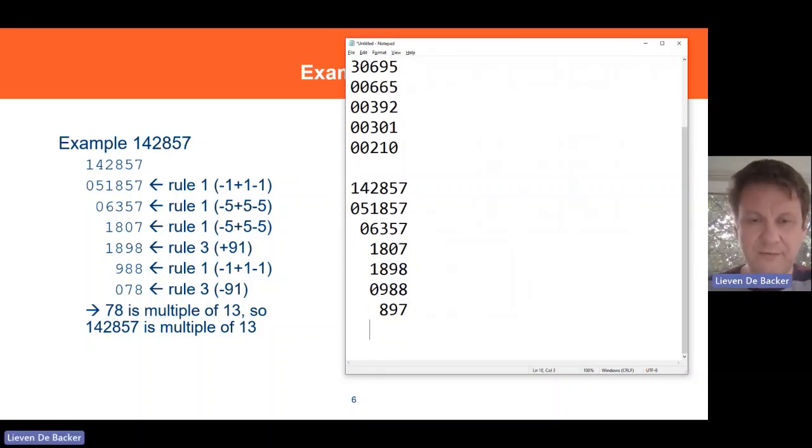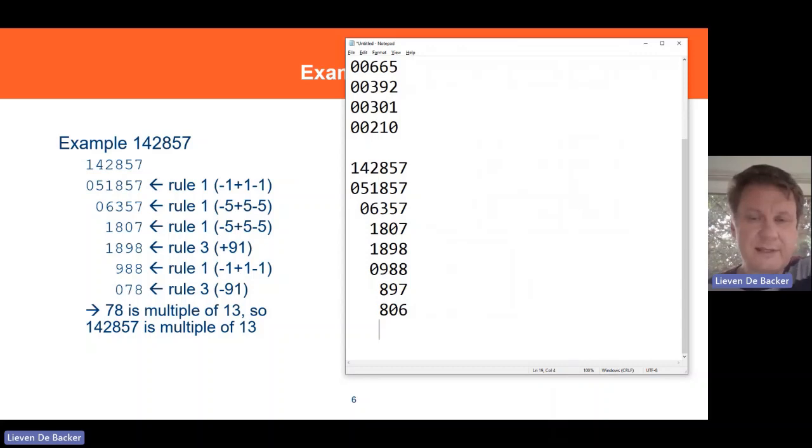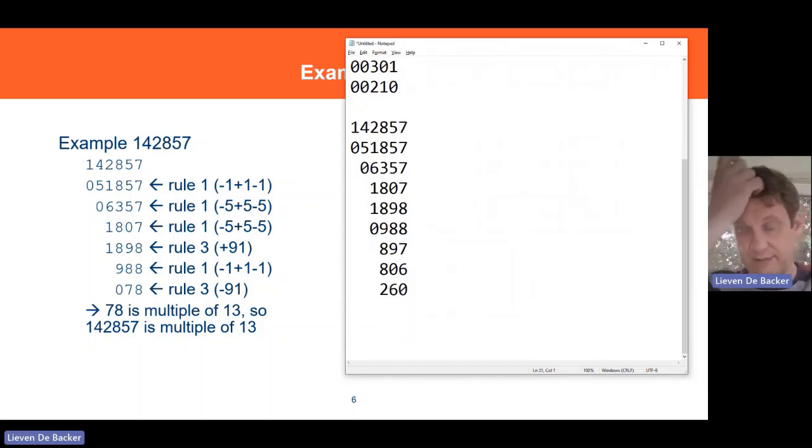Now, to continue, I have to do away with the 9 in the middle. I'll do this by subtracting 91 again. So I preserve the 8, and here I subtract 91, which gives me 806. And now I can continue with rule number 1. Here the limiting digit is the 6, so I subtract 6, I add 6, and I subtract 6, which gives me a 2-digit number, 26. 26 is divisible by 13, so I know my original number is also divisible by 13.